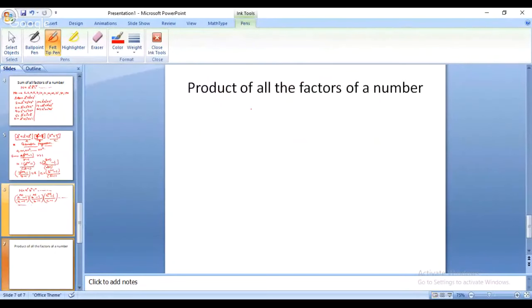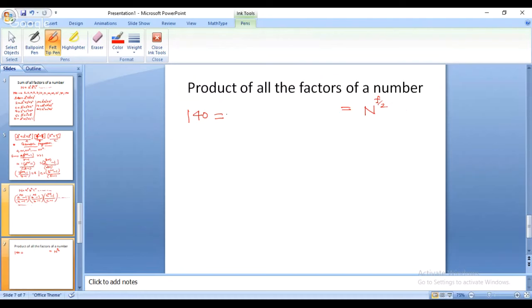Let's move to the next concept: product of all the factors of a number. Let's take a number, we had taken 140. Product of all the factors of a number. So the general formula for the product of all the factors would be n to the power number of factors upon 2.